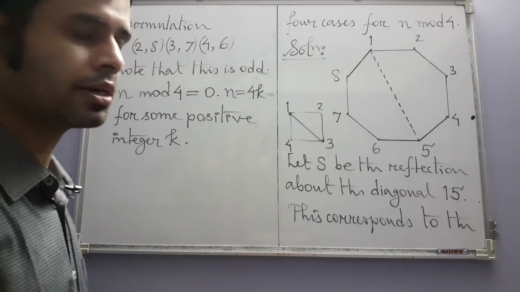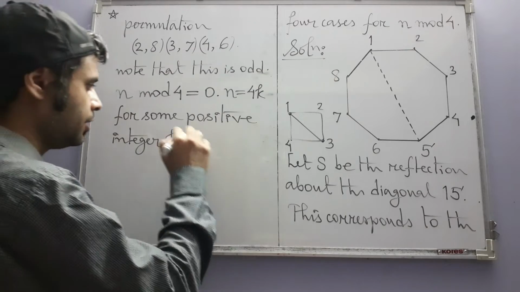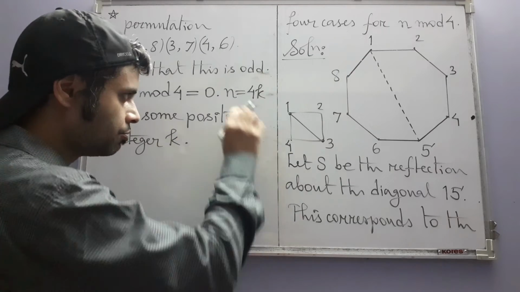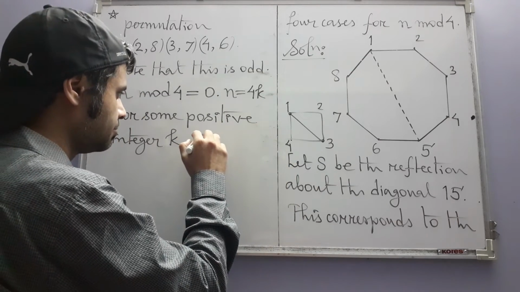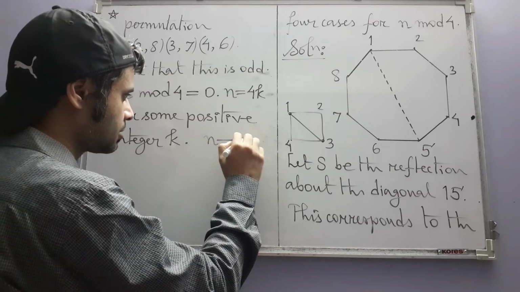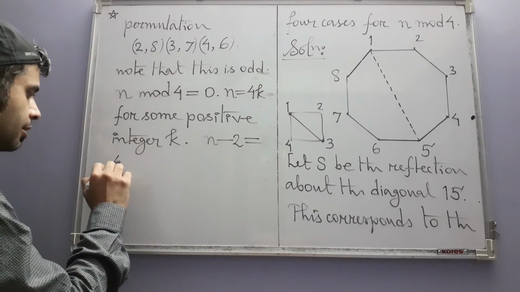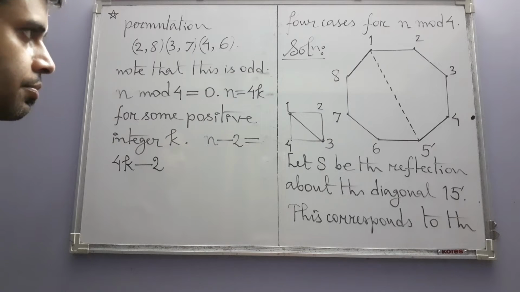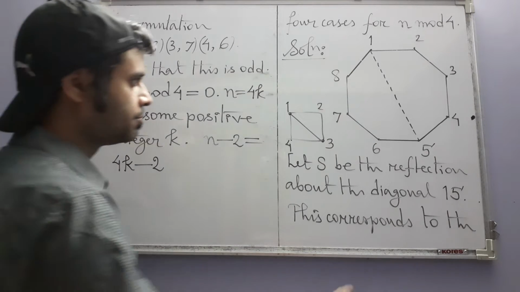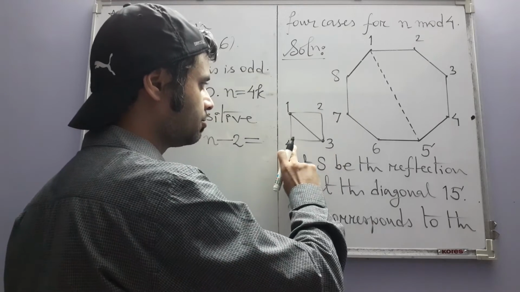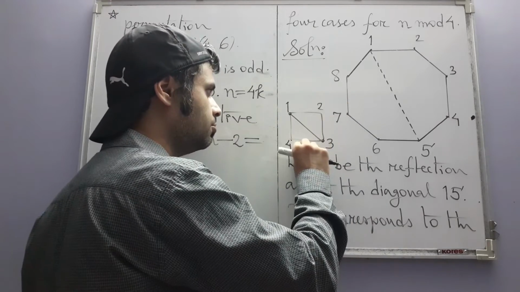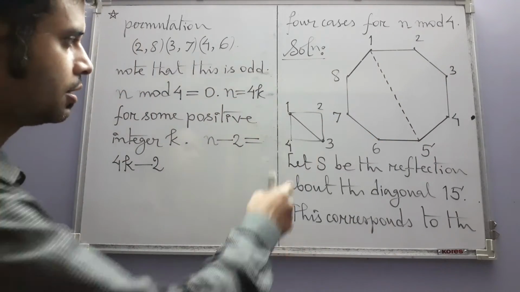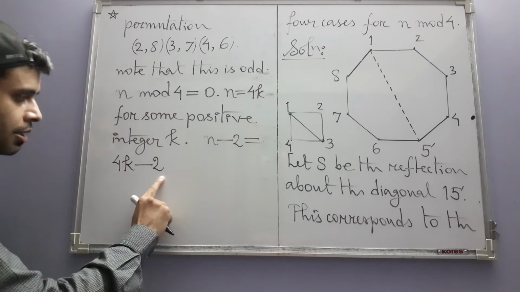Is that the case in general? Let's see. Here in this case, if you neglect the two vertices through which you have drawn that diagonal, then the rest of the vertices are n minus 2 in number. That means 4k minus 2 in number. Now in this case 4k minus 2 is 2; in this case that is 6: 1, 2, 3, 4, 5, 6. That is, 8 minus 2 is 6 and 4 minus 2 is 2. So that number is this number.